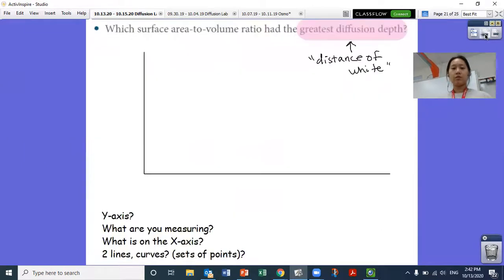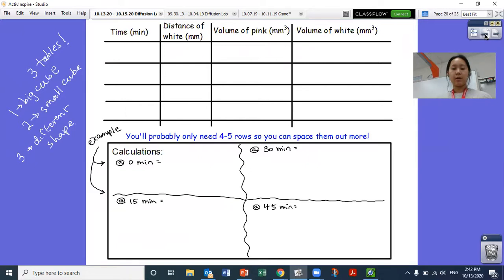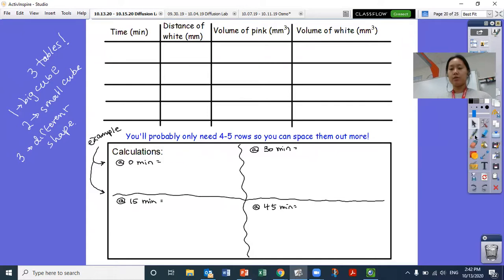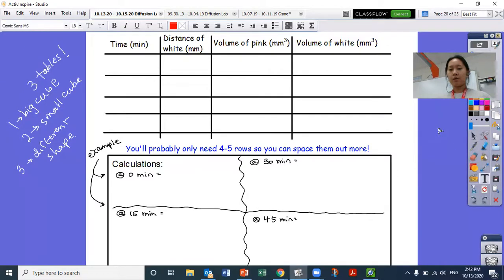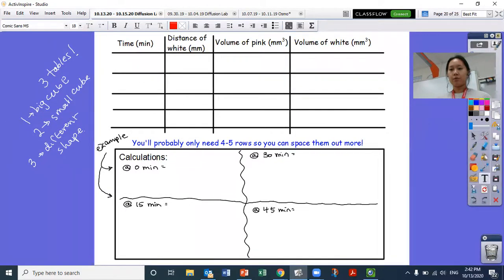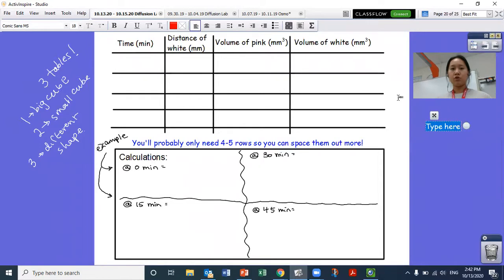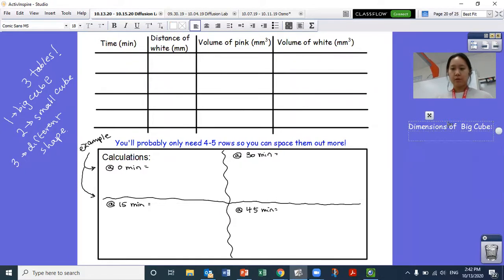Okay, so we're going to go back to this page. And so essentially, we're going to need to record our initial data for our big cube, our small cube, and our different shape. So dimensions of big cube. So we're going to want to measure that.